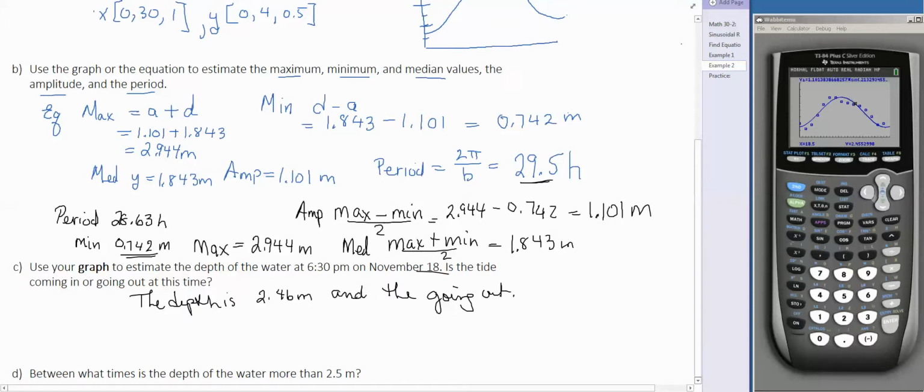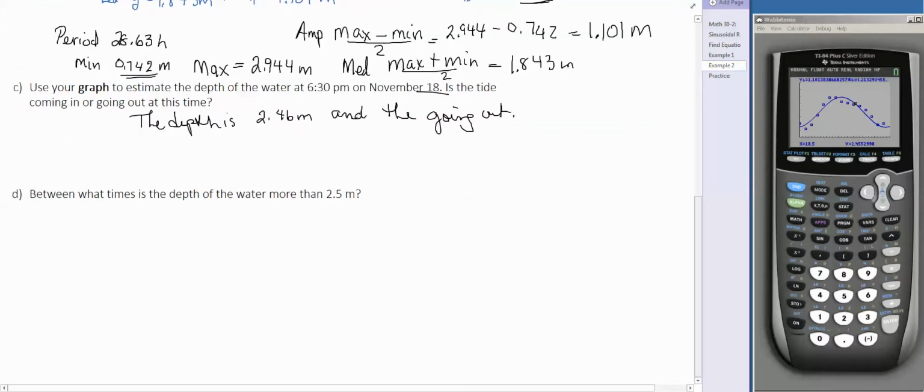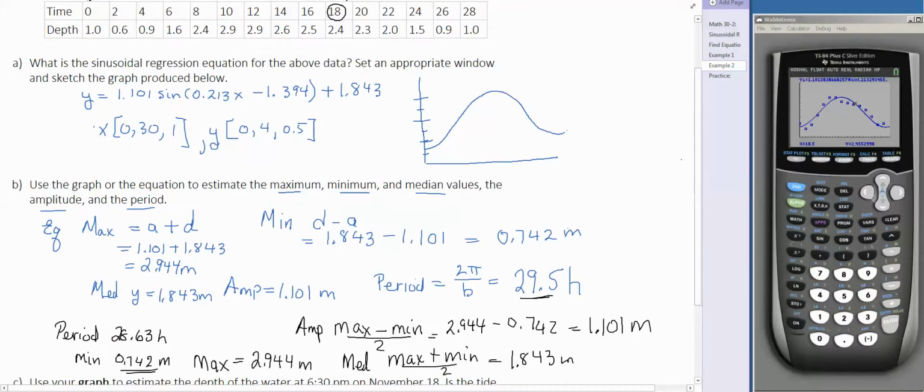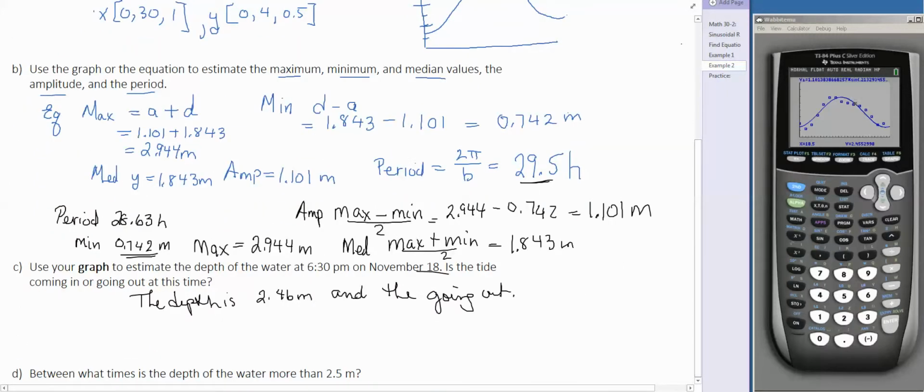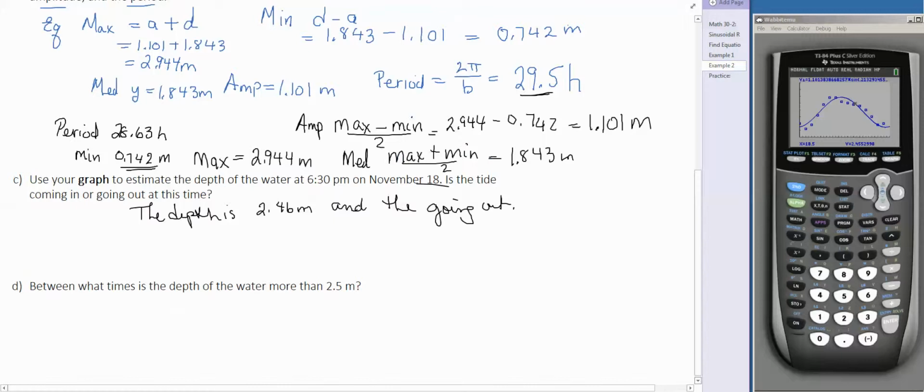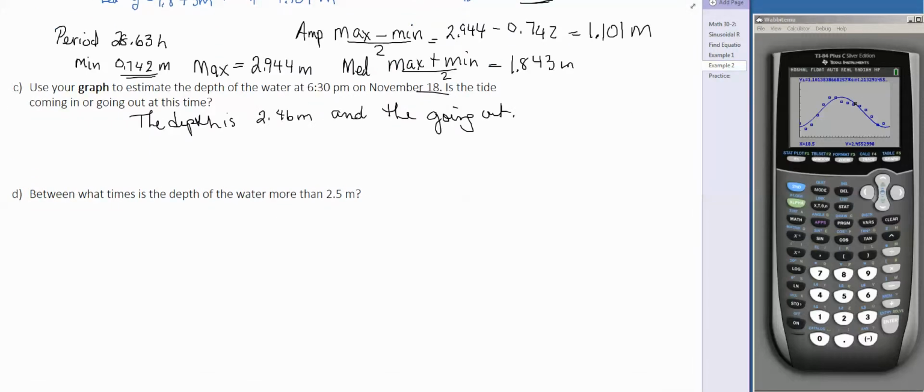Now, let's look at question D. Between what times is the depth of the water more than 2.5? So somewhere here we have 2.5, and we're looking at finding those two values and the time in between there when it's over 2.5. Okay, so we go into y equals. In y2 we enter 2.5, and then we are going to look for the intersection point, so that's number 5.